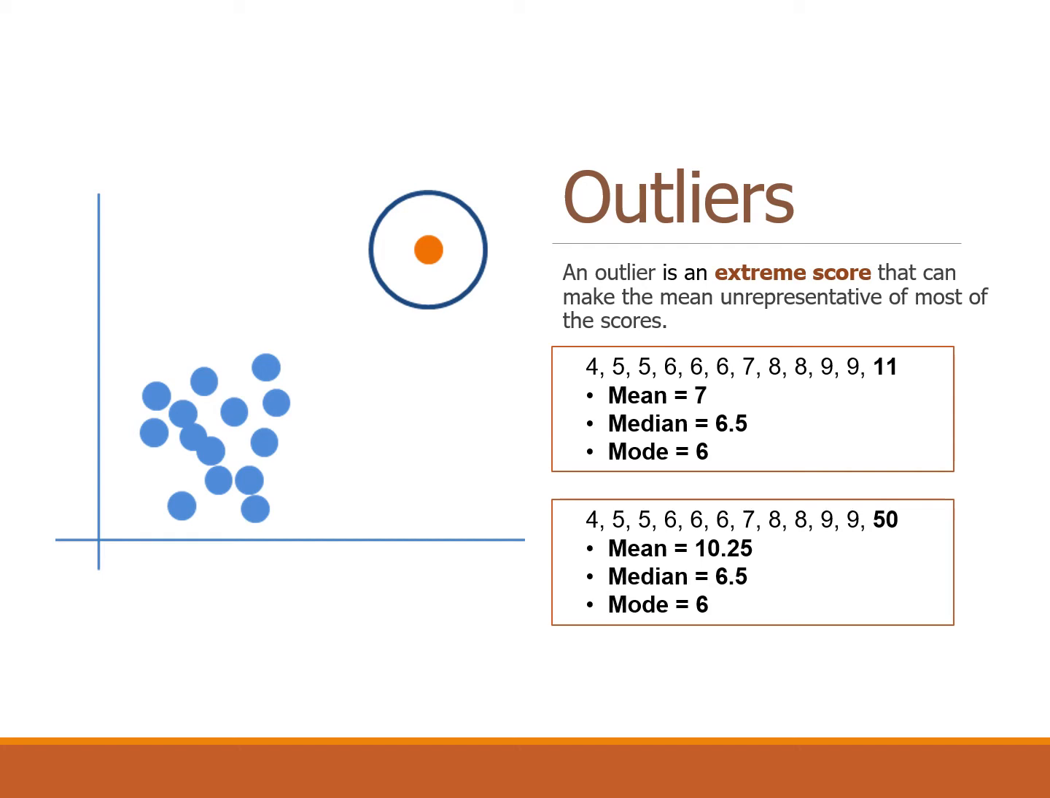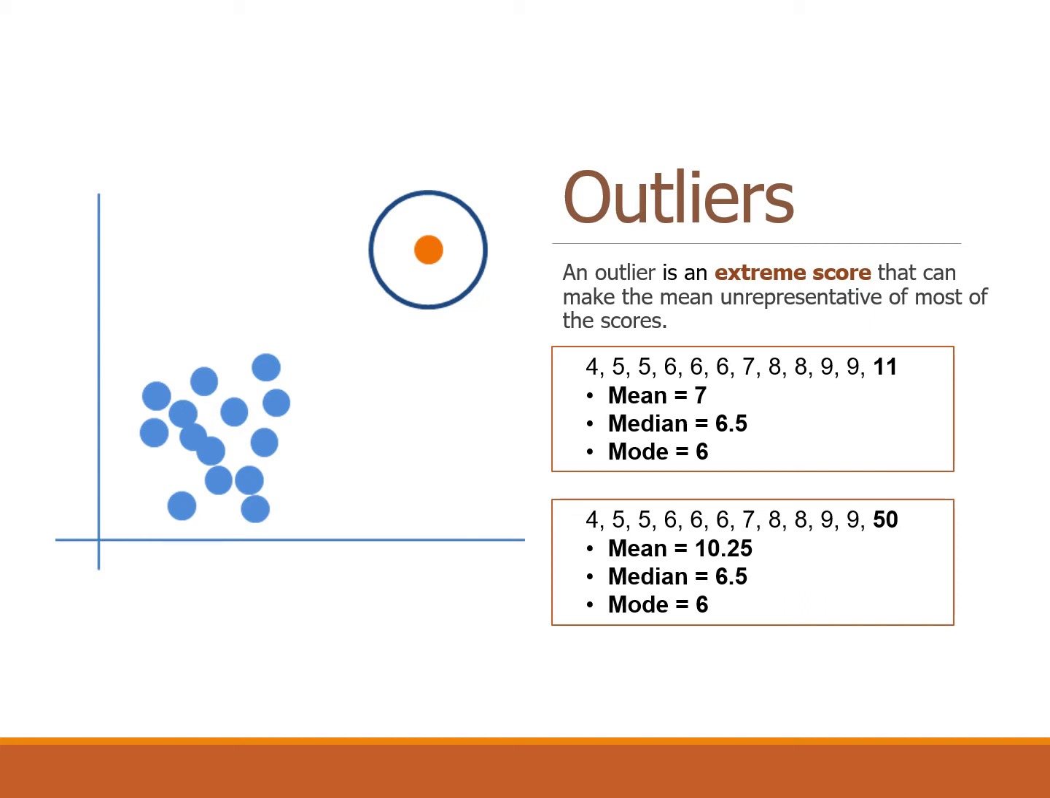Now sometimes you will have a data set that has outliers. An outlier is an extreme score. If you have a data set that has an outlier, it makes the average or the mean not very representative of the group. So here are 2 sets of data. 4, 5, 5, 6, 6, 6, 7, 8, 8, 9, 9, and 11. And 11 is the highest. And then we have the same set of numbers, but instead of 11, we have 50.